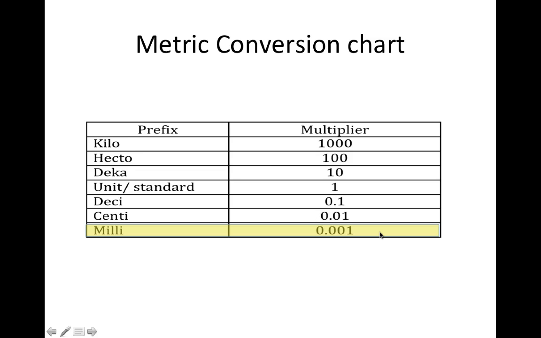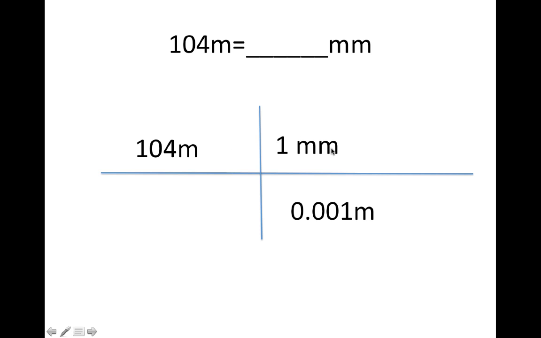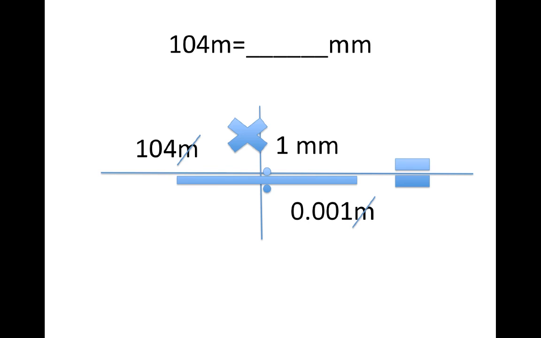Again, there's 1/100th of a meter per millimeter. So we plug it into our chart, and we want our meters to be able to cross out so that we're left with only millimeters. The next thing that we need to do here is we're going to multiply across the top and divide by the bottom. Our meters here are crossing out.